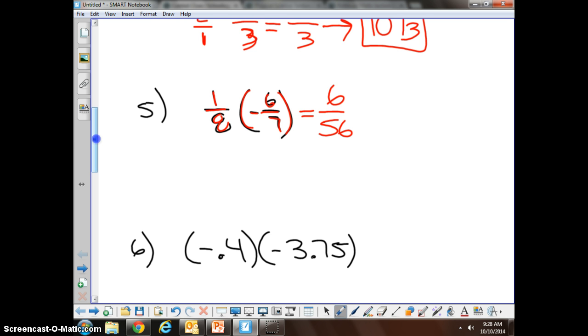And don't forget, you have a negative sign here. You do not have a negative sign here. Since you have one negative sign and one positive sign, you know your answer is going to be -6/56. And again, being the smart lads that you are, you know that -6/56 is not an acceptable answer because it is not in lowest terms. We know that 2 goes into 6, and we know that 2 goes into 56. So when we reduce this down, we're getting -3/28 as our final answer.